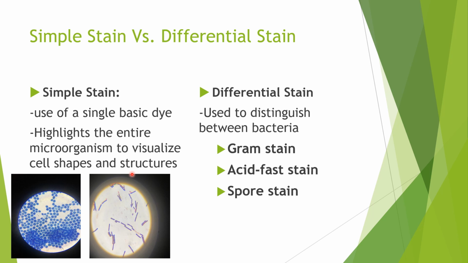Okay, now what's a differential stain? A differential stain is going to help you distinguish between different types of bacteria based on certain things that we're going to talk about. Some differential stains that we have are gram stain, acid fast, and spore stain. So let's take a look at each.